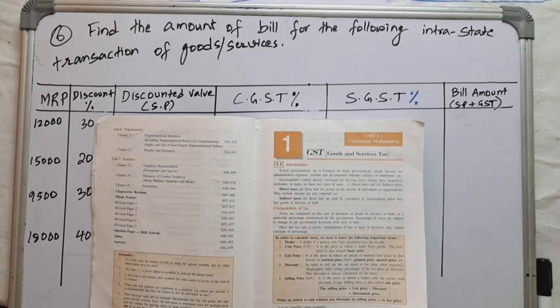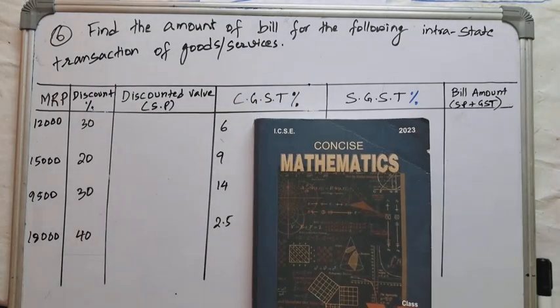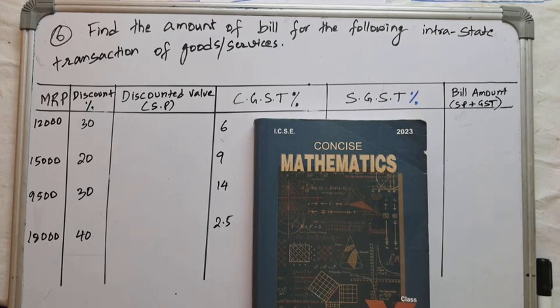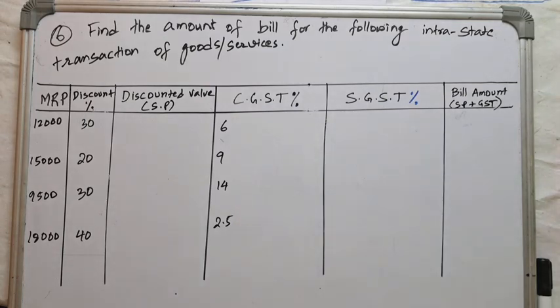Students, welcome back. So we are doing chapter 1, Goods and Services Tax. Exercise 1A from ICSE Class 10th book, Concise Mathematics, and we have completed till question number 5 in our previous video. So today we'll start right from question number 6.